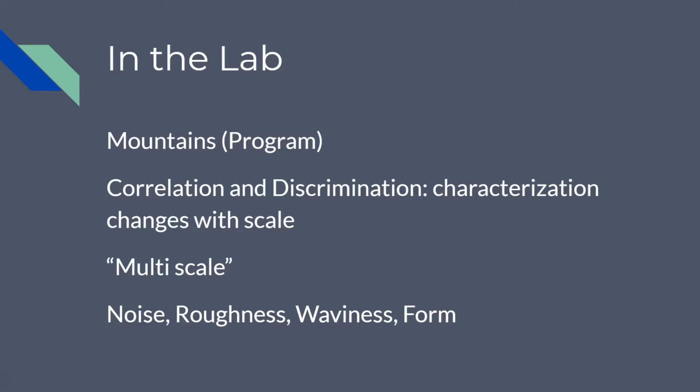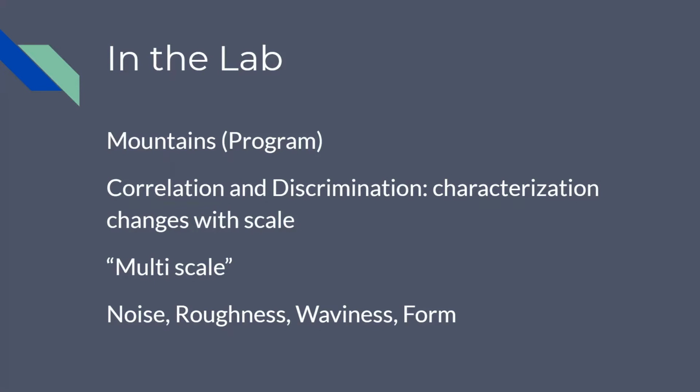In the lab, area scale gets a lot of use. Mountains is one of our most used programs. It's used to calculate the area of surfaces at different scales by using triangular tiles. Area scale is used to correlate and discriminate between surfaces, seeing how characterizations change with scale.